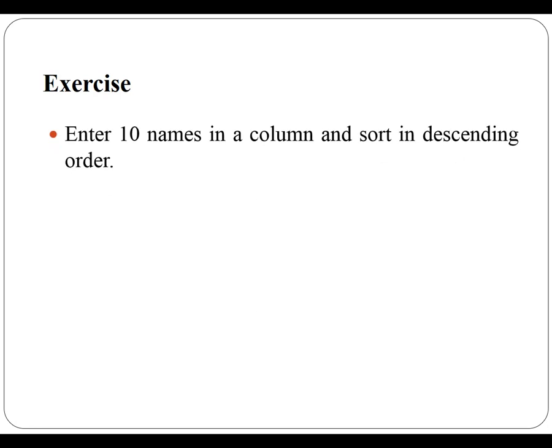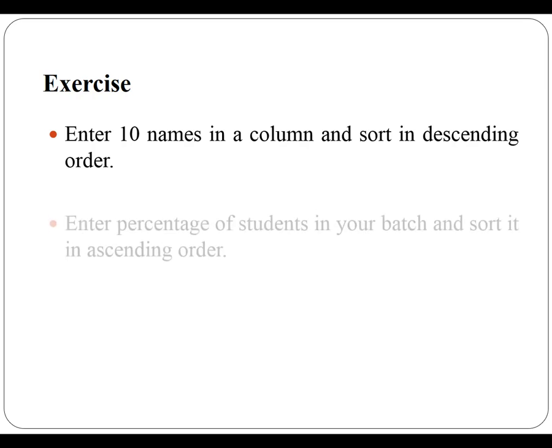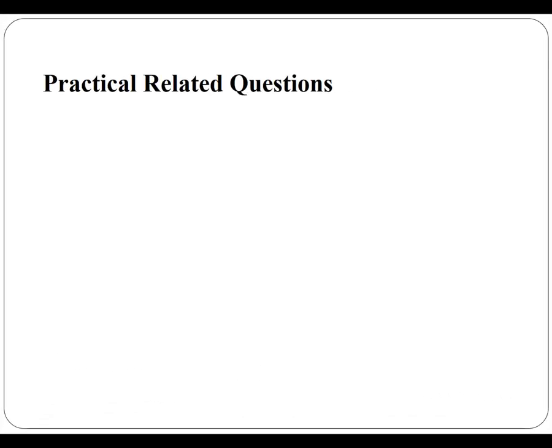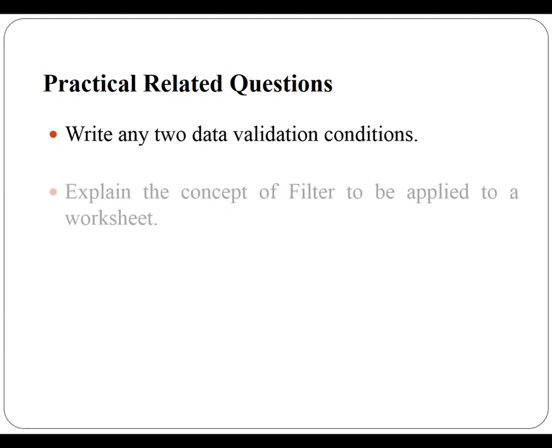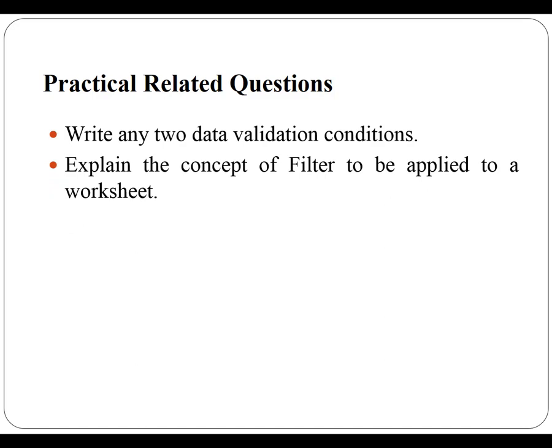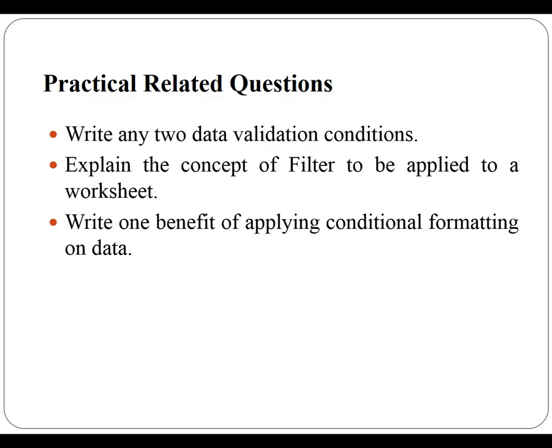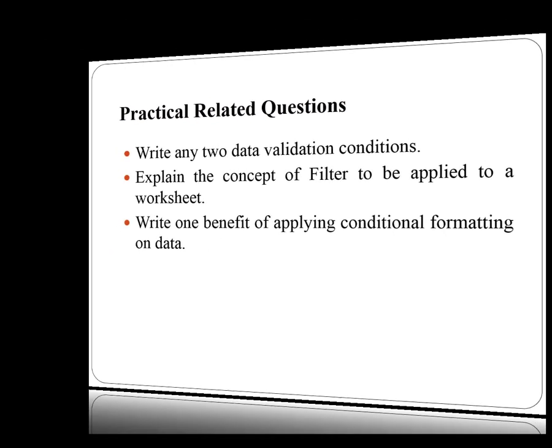Now, in this practical, you have to perform exercises like enter 10 names in a column and sort in descending order. The second exercise is enter percentage of students in your batch and sort it in ascending order. You have practical related questions like write any two data validation conditions, explain the concept of filter to be applied to a worksheet, and write one benefit of applying conditional formatting on data. Let us discuss the answers of practical related questions one by one.